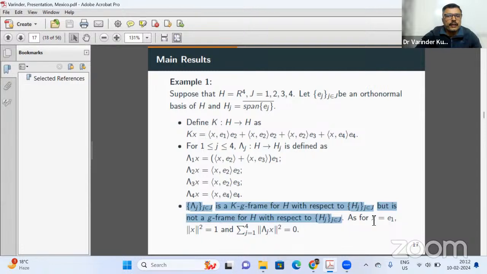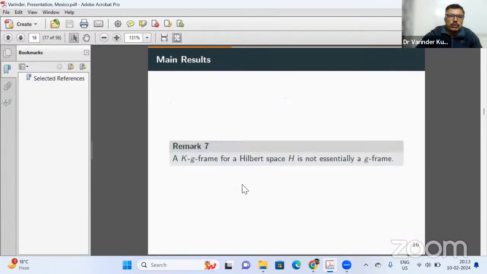If I take X to be even, then this sum turns out to be 0. So the lower inequality is not going to hold in any case, because this should be greater than or equal to A times norm X squared. So it is not a G frame, but it will always be a Kg frame because K star X is going to satisfy that inequality. So we have given an example to prove that a Kg frame for a Hilbert space need not essentially be a G frame.